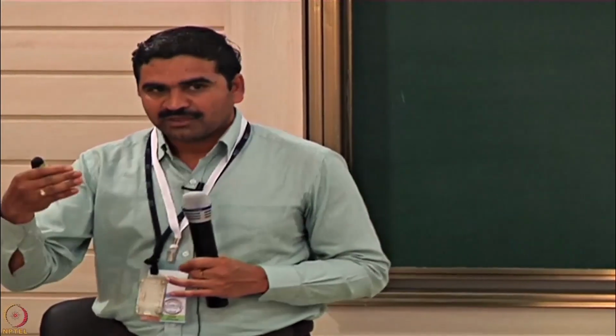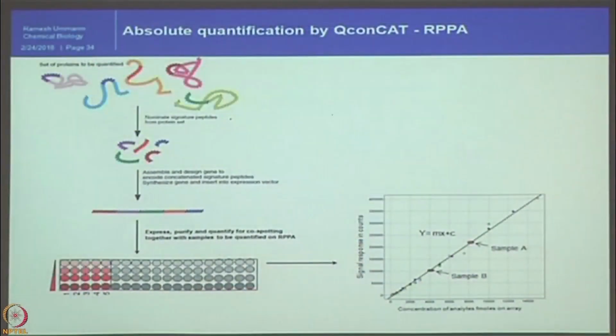And you might have seen that I am always talking about qualitative analysis. Now, mass spectrometry has evolved to a much higher level, so that it can even perform absolute quantification, even the number of copies of proteins present per cell. So, to some extent RPPA is also useful to make absolute quantification of proteins. This is the Q-concat approach, that means quantitative concatenated protein approach, which is why it is called this.